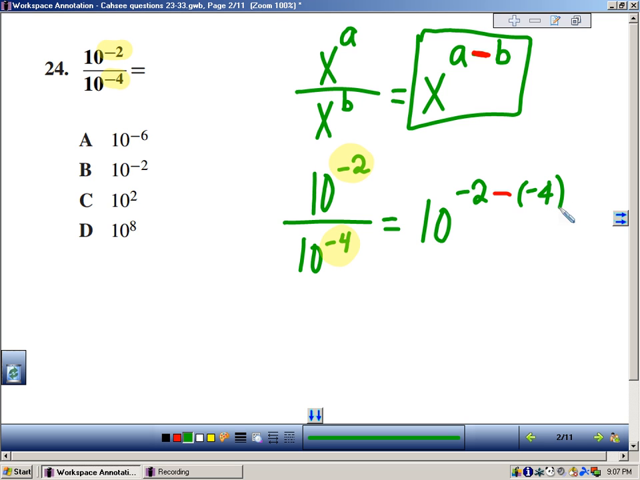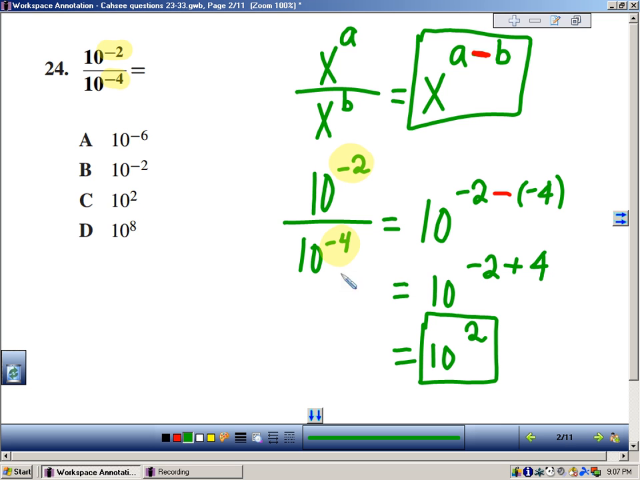You might remember that a negative and a negative next to each other become positive. So this becomes negative 2 plus 4. And negative 2 plus 4 is identical to saying 4 minus 2, which is just positive 2. And so it's 10 to the second power. They're not asking us to expand it and multiply. That would be your answer. You also know that 10 times 10 is 100, so if C was listed as 100, that would also be correct. Again, remembering these rules is important. We've got to practice more of these.